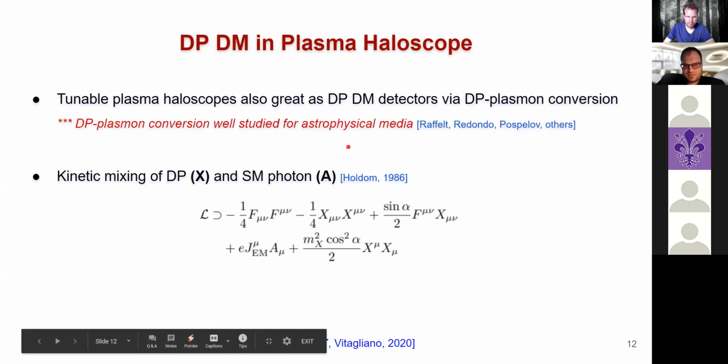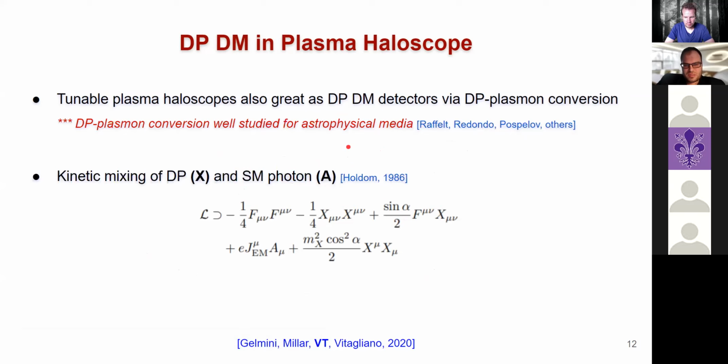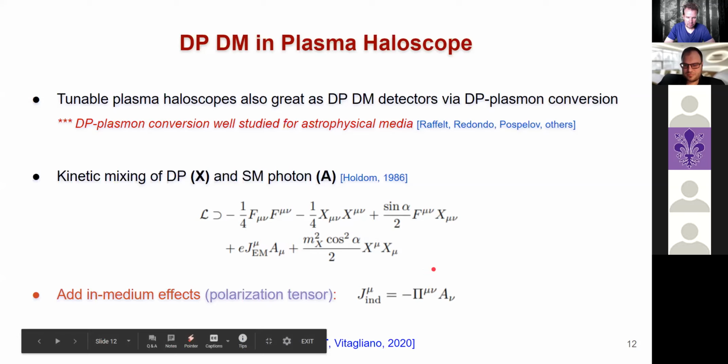And here, just to give some general comments, you have a kinetic mixing of the dark photon X with the standard model photon, right? So you have the two kinetic terms, you have the mixing term, and you have the mass term and the coupling to the current. And since you're now in a medium, that means you need to introduce an additional piece to characterize the medium, and this is done by inclusion of the polarization tensor.